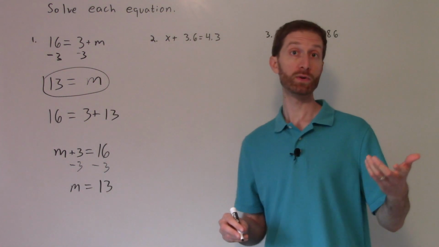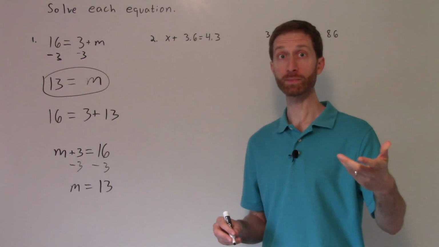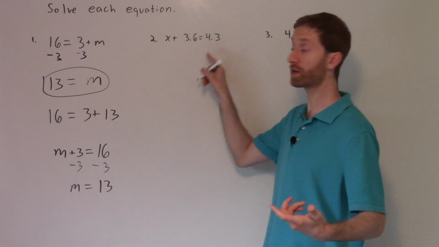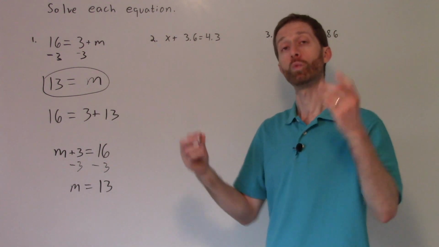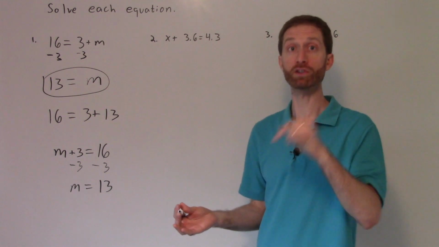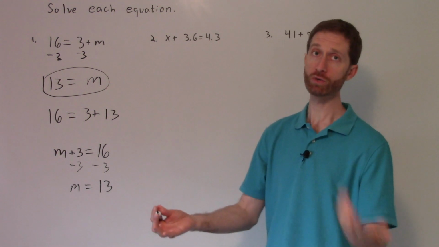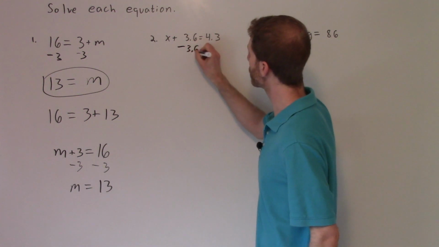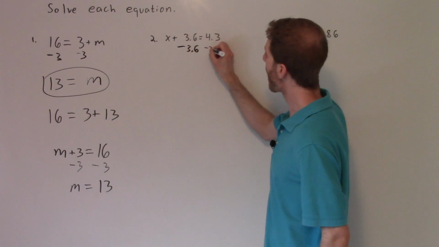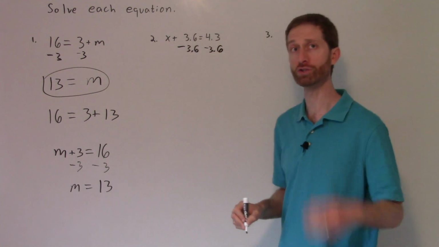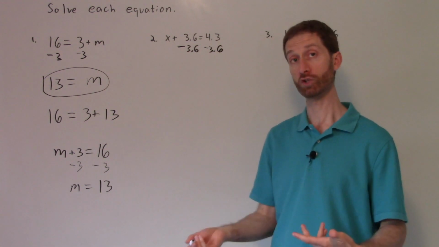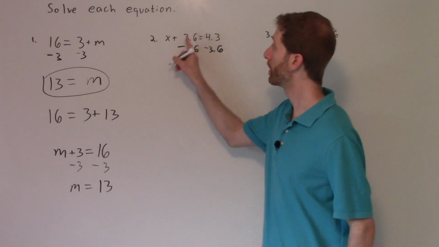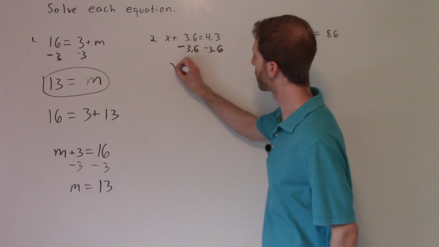Here, I wanted to show you that we have problems with decimals. That doesn't change what we do. We have a number plus 3.6 equals 4.3. We want to undo plus 3.6. How do we undo plus? We subtract. So when I subtract 3.6, that will zero out. I must do the same subtraction to both sides of the equation to keep it a true equation. 3.6 minus 3.6 is 0, leaving us with just the x term.